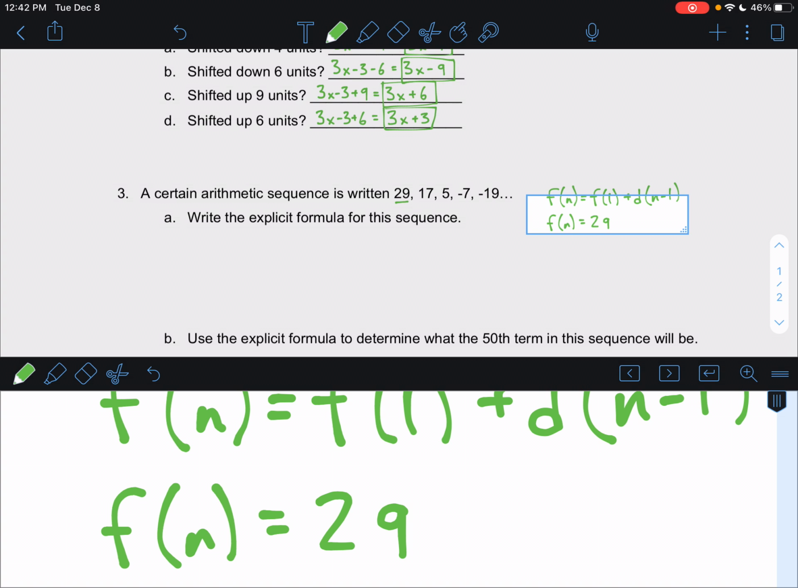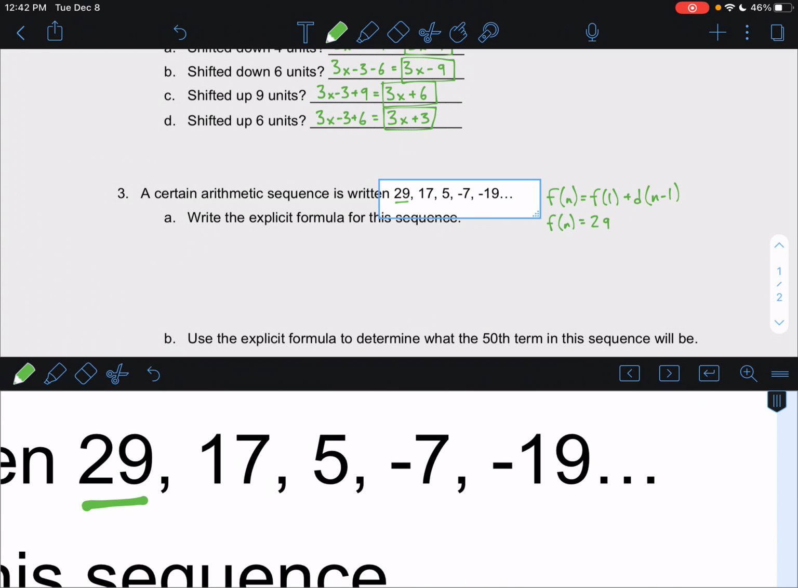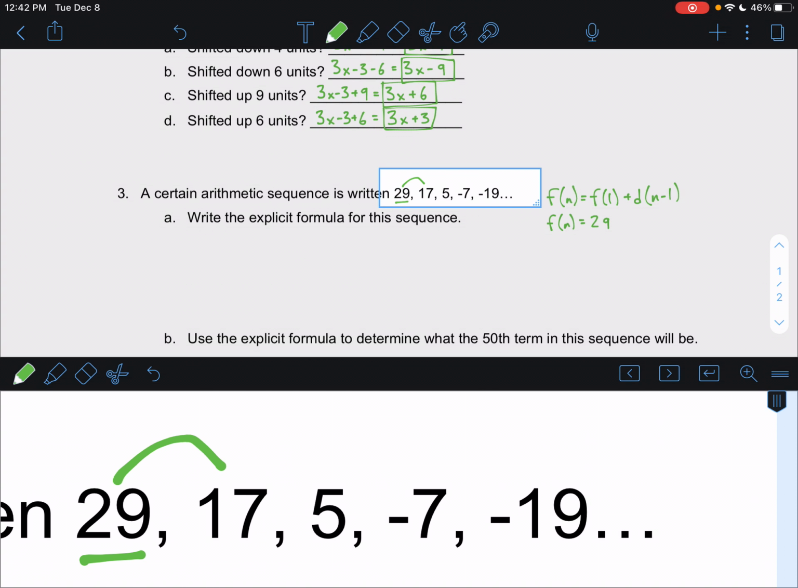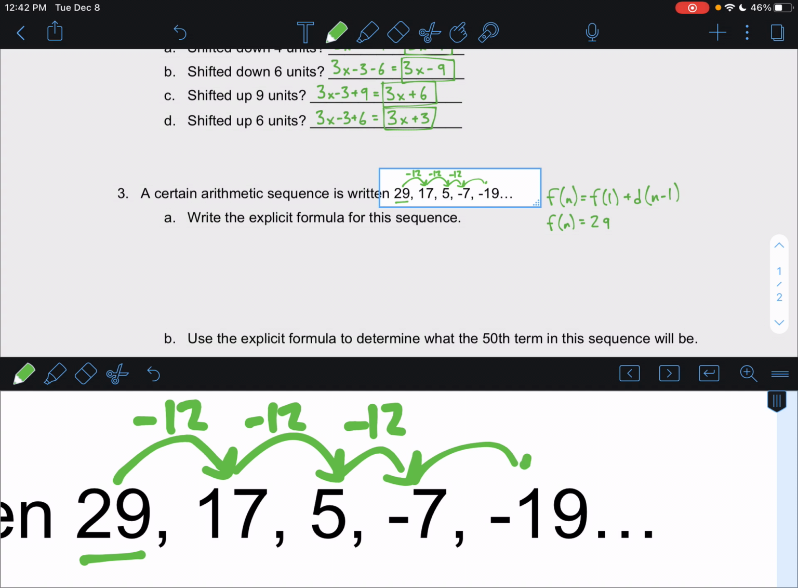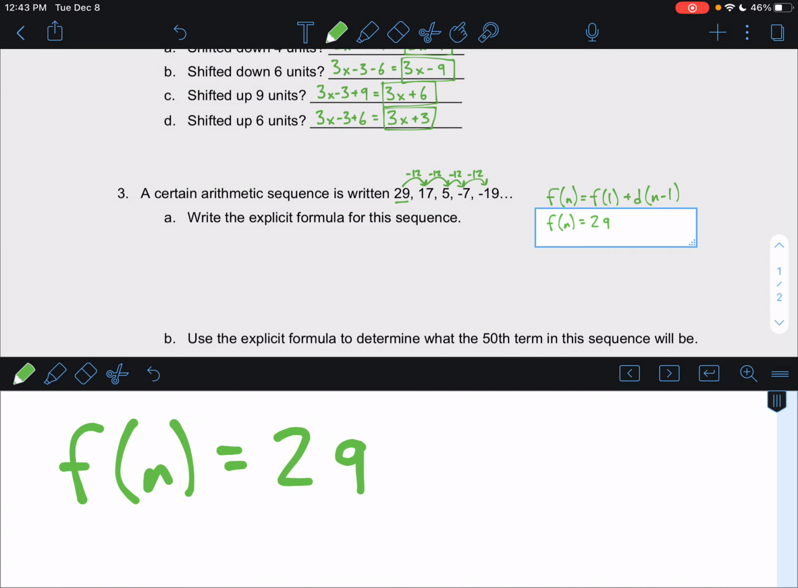And the d is the common difference. The d is what is being added or subtracted each time. So I go from 29 to 17, that is minus 12. 17 to 5, that's minus 12. 5 to negative 7 is minus 12. Negative 7 to negative 19, minus 12. So since it is subtracting 12 each time, our common difference is negative 12.